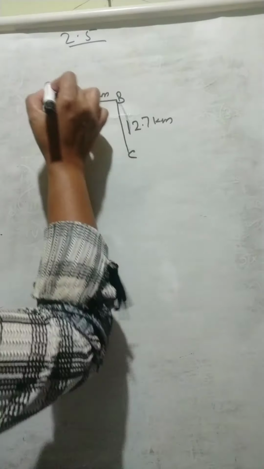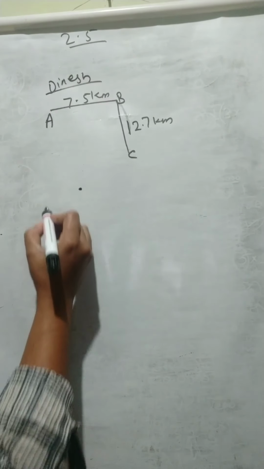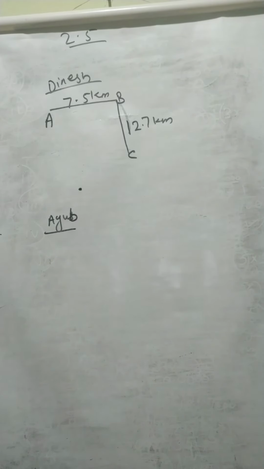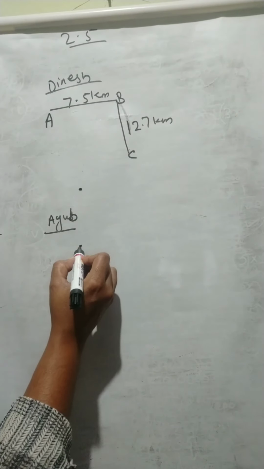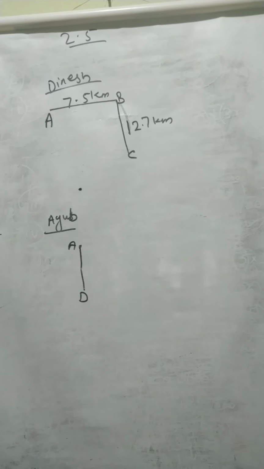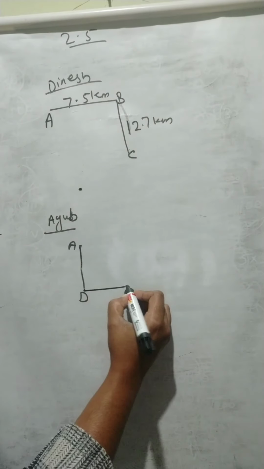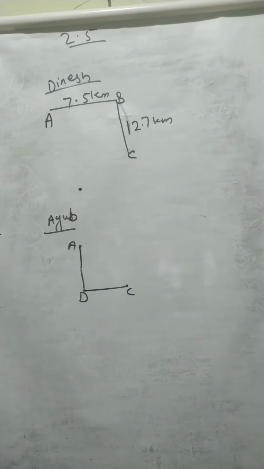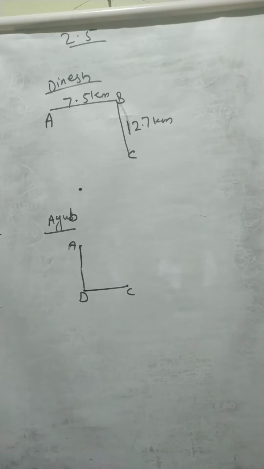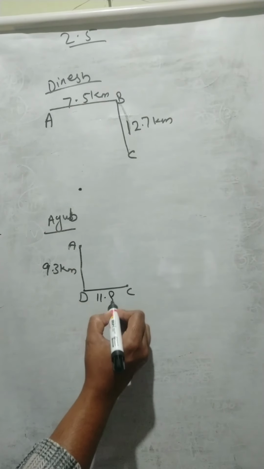Then, this is for Dinesh, okay? And for Ayub, place A to place D. That means from A to D. Then from there to place C. Okay, from D to C. First he was standing on A, then went to D, then C. Then the distance D is 9.3 kilometer from A. And C is 11.8 kilometer from D.